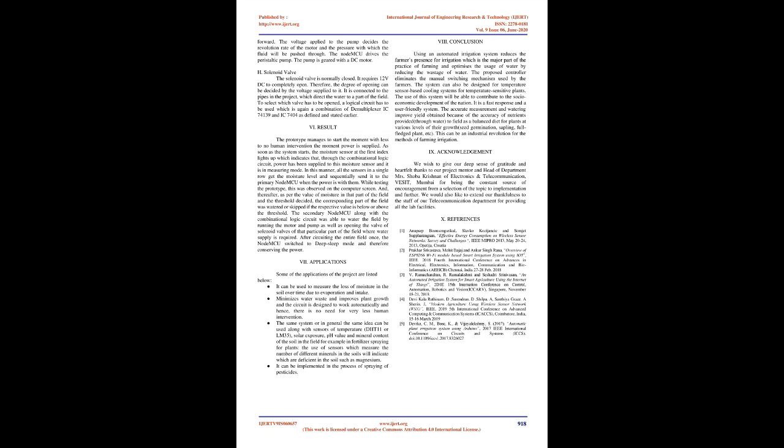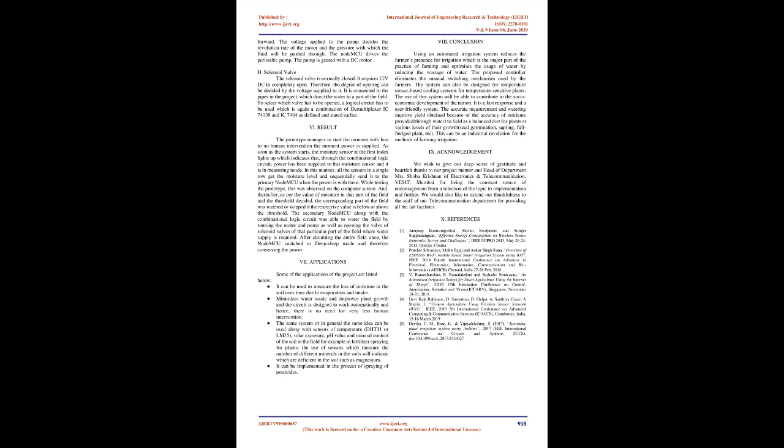8. Conclusion. Using an automated irrigation system reduces the farmer's presence for irrigation, which is the major part of the practice of farming, and optimizes the usage of water by reducing the wastage of water. The proposed controller eliminates the manual switching mechanism used by the farmers. The system can also be designed for temperature sensor-based cooling systems for temperature-sensitive plants. The use of this system will be able to contribute to the socio-economic development of the nation. It is a fast response and a user-friendly system.